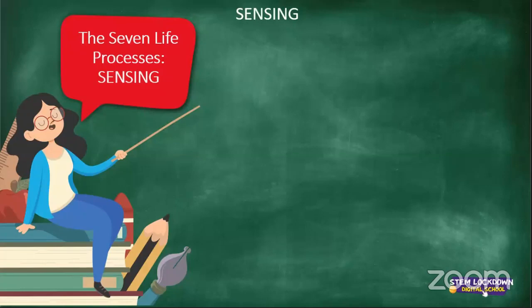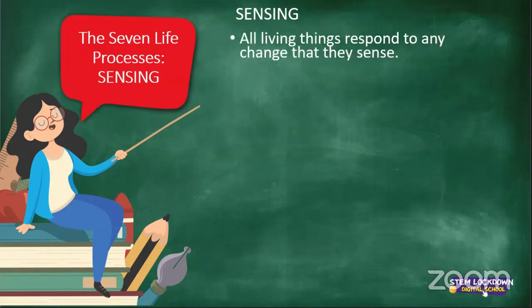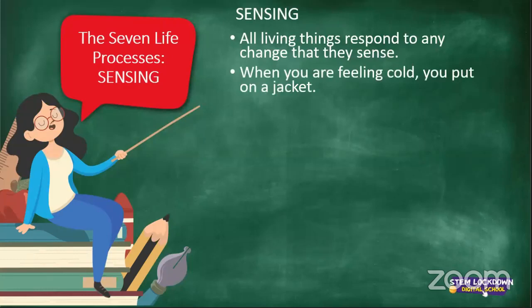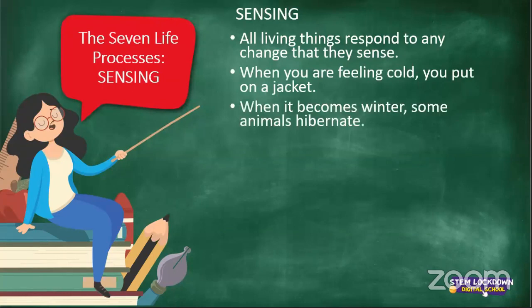Now, the third thing we are going to look at is sensing or sensitivity. When we say that, we are not talking about feelings, but we are talking about a living thing that responds to activities in the environment and then reacts to it. A living thing responds to any change that it senses. Here's an example. When you are feeling cold, you put on a jacket. You respond to something in the environment. You feel cold and you put on a jacket. That's sensing. When it becomes winter, some animals hibernate.